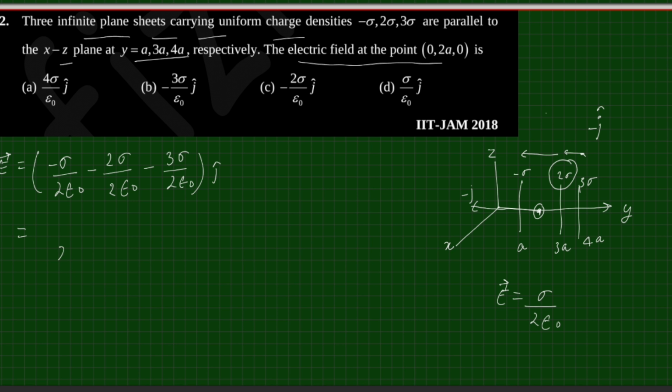And this will be 2 sigma, 3 sigma, j cap, that will be minus 3 sigma over epsilon naught j cap electric field. So B is the correct option.